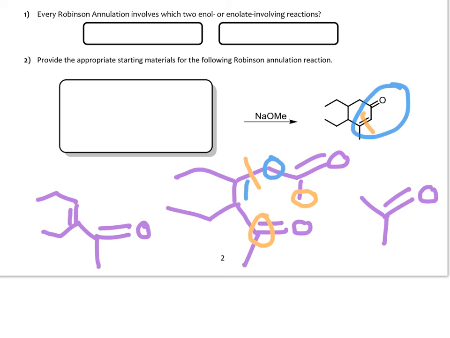Robinson annulation is not going to be a huge point of emphasis on your actual exam. I just put it on here because it's a very challenging question that makes you think about both Michael reactions and aldol condensation reactions together.